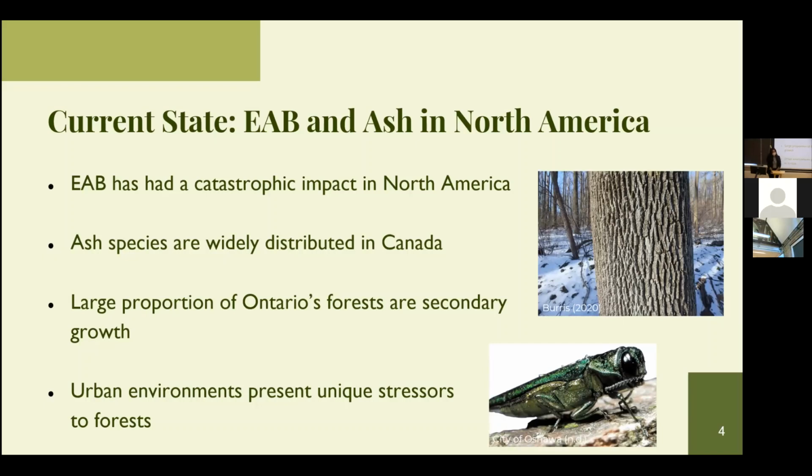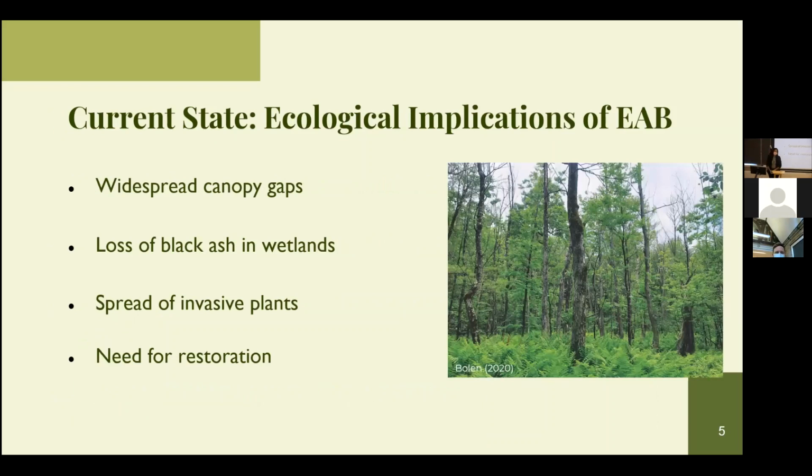Another important thing to note is that urban environments present unique stressors such as development, recreation, and fragmentation, which impact forests. So moving into some of the ecological implications of EAB, we've got the obvious one, which is widespread canopy gaps from the loss of ash. We've also got the loss of black ash in wetlands. Black ash really plays an important role in regulating water quality and quantity. Another impact is the spread of invasive plants. Ultimately, there's this need for restoration to improve species composition, as well as improve ecosystem functioning.